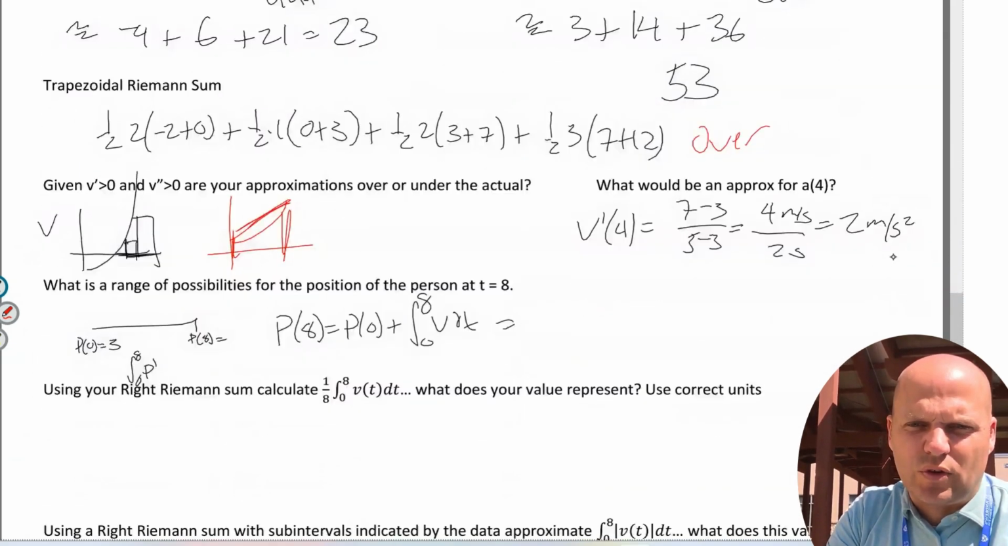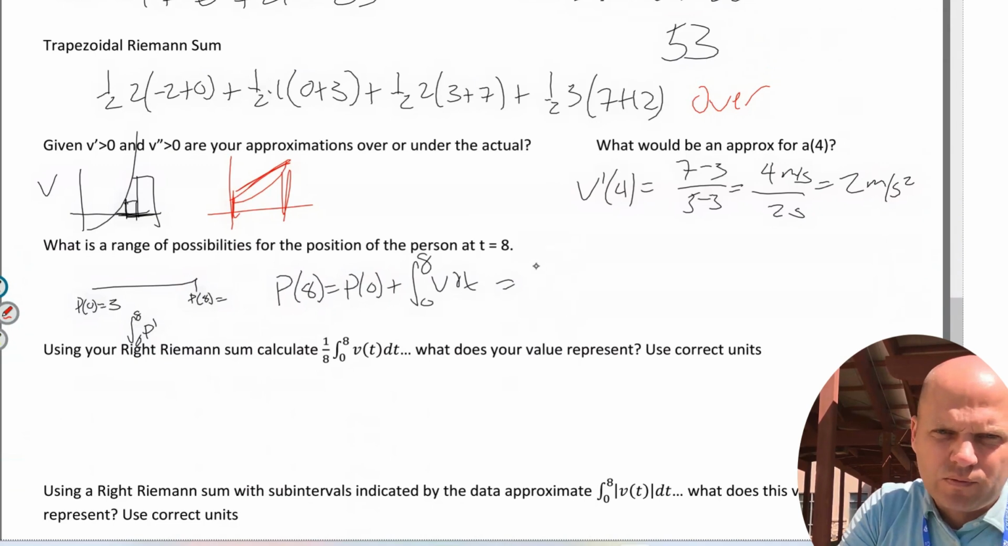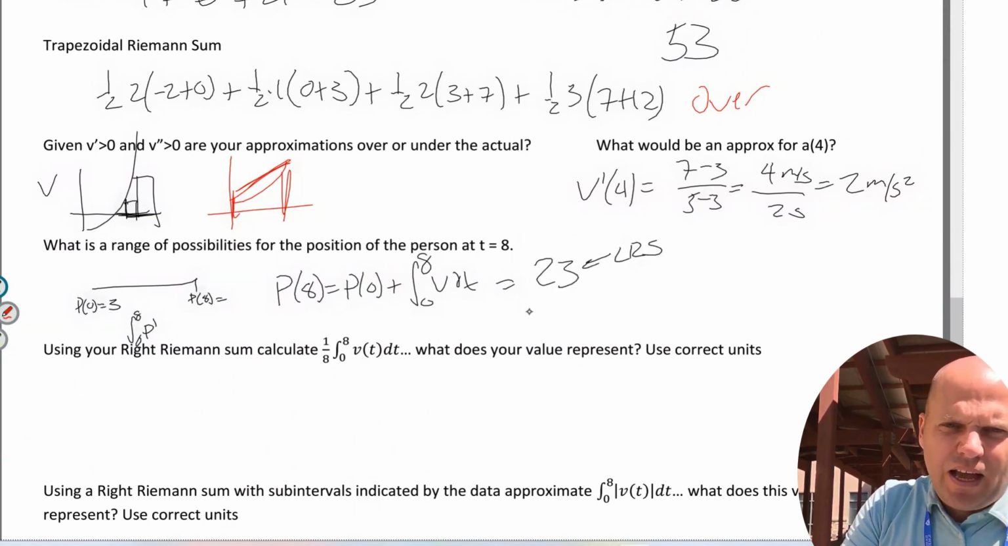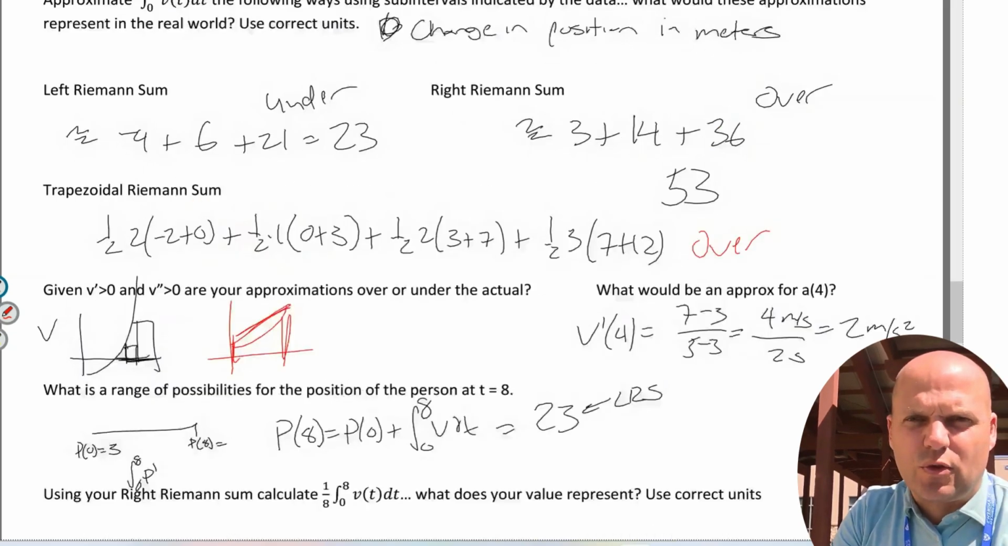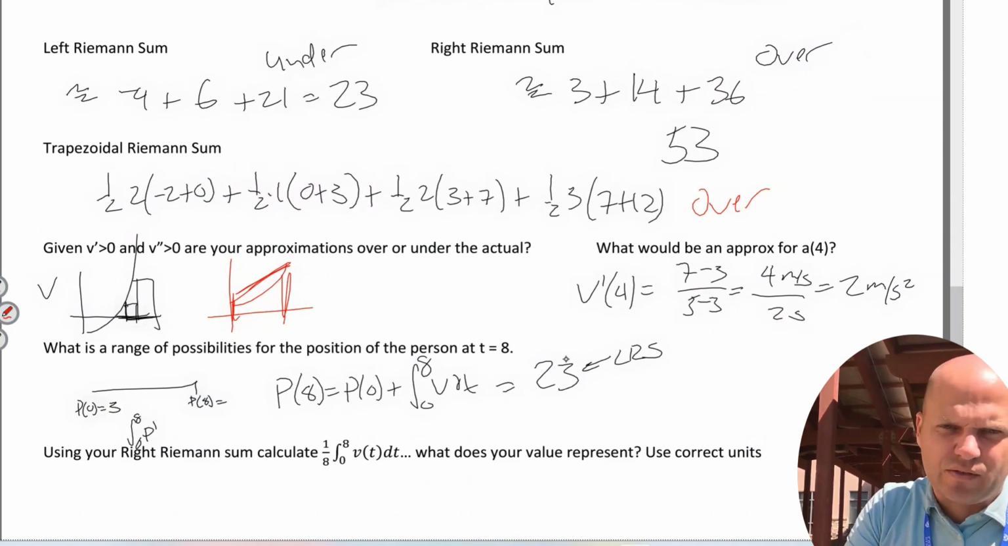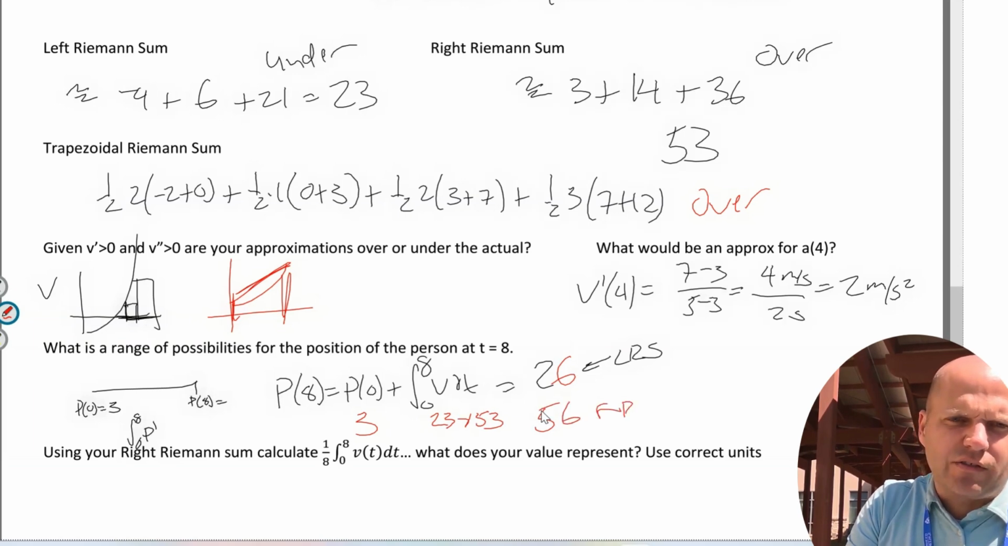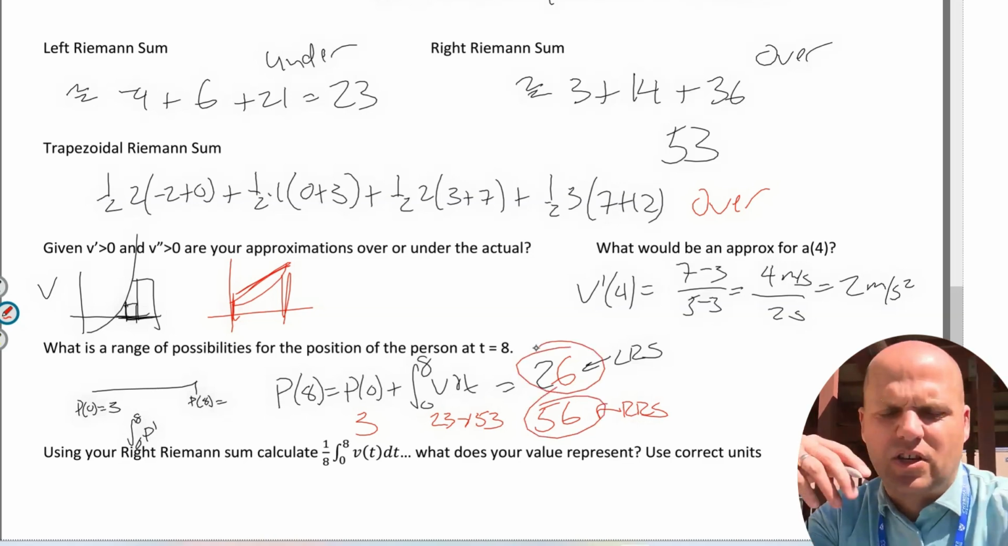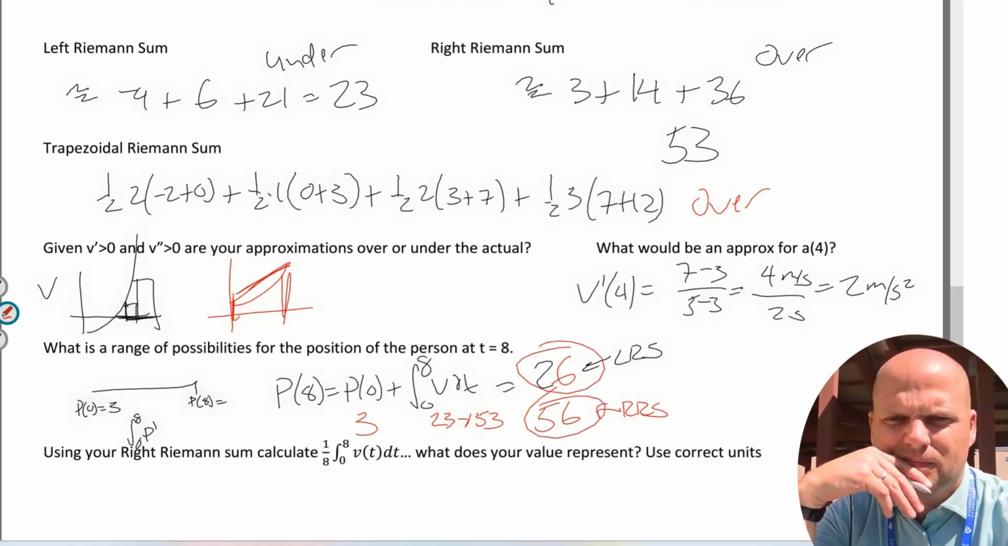So 3 plus 23, using our left Riemann sum. And then 3 plus 53 is 56. Like 3 plus 23 is 26. And that's using our right Riemann sum. So this is our position, a range of positions that we could have had.